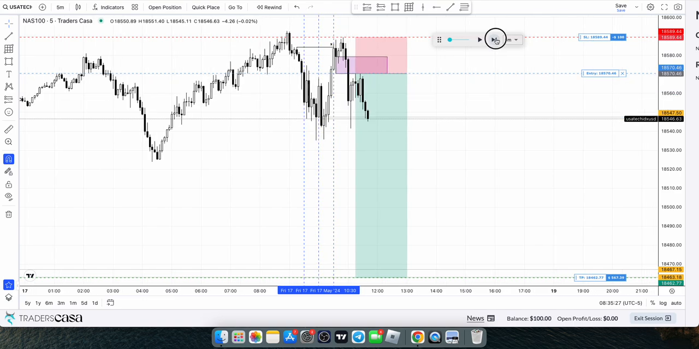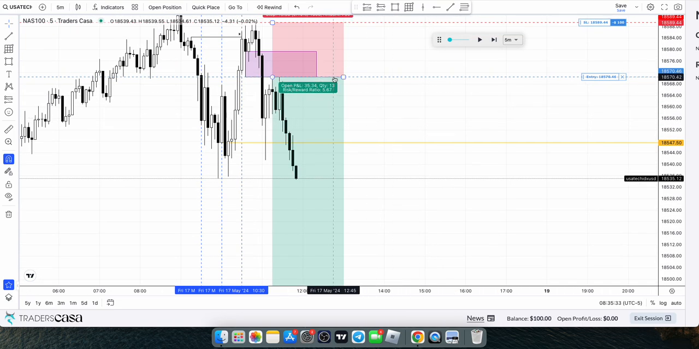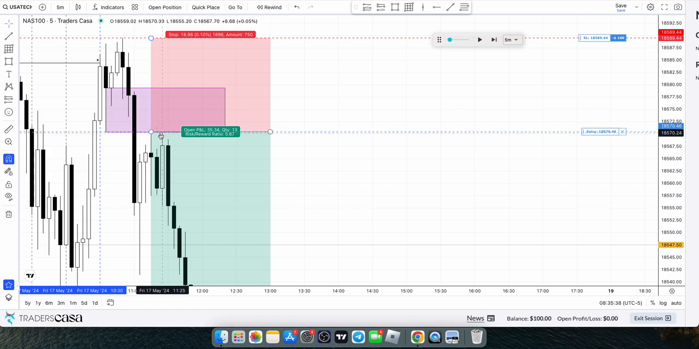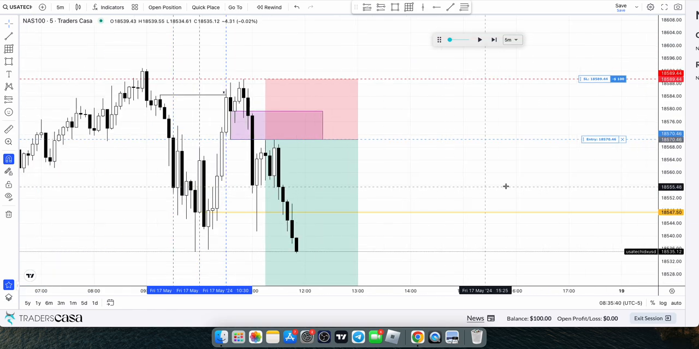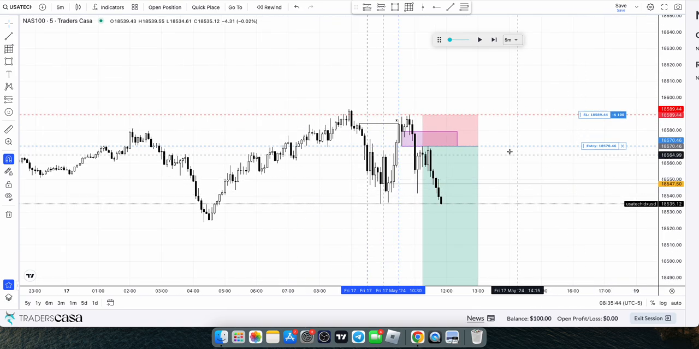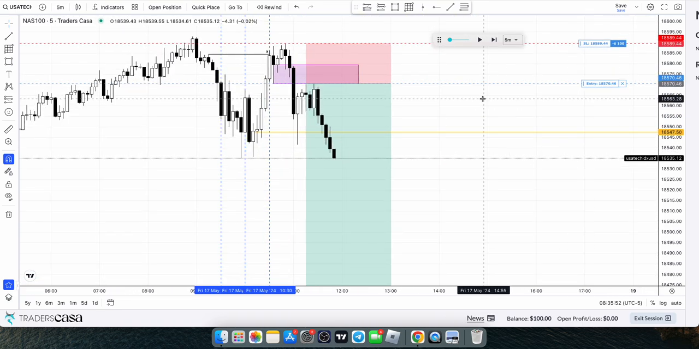Did it even tap us in? No, it didn't. That's how precise it was. That is how precise it was. Literally tapped it straight and didn't. And that's the problem with Trader Casa, there's problem with spreads. So the last back test I did tagged me in, this one didn't. But let's try and catch a continuation.